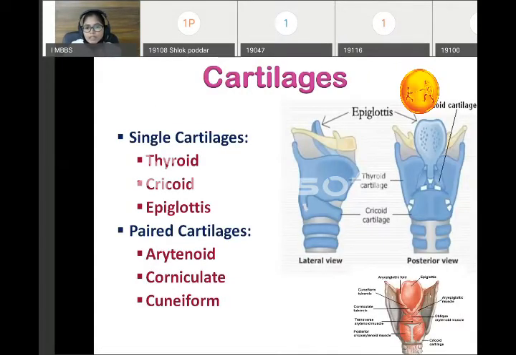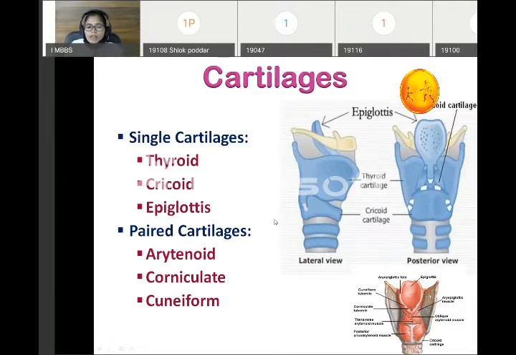Now, what are the cartilages of the larynx? The larynx consists of a total of 9 cartilages. Some are paired, some are unpaired. So the single or unpaired cartilages are the thyroid cartilage. Here you can see this largest shield-like cartilage, this one. This is the thyroid cartilage. Then the cricoid cartilage, this one. And the epiglottis, this one. In this diagram, you can see this is the epiglottis.